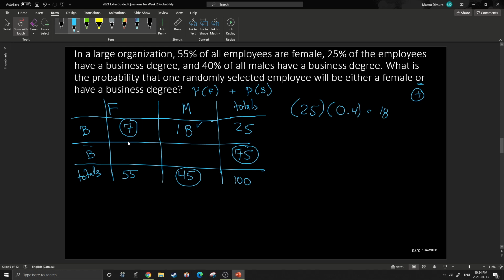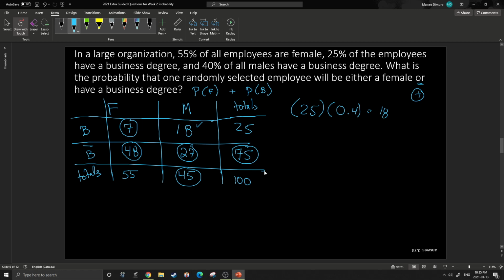So 55 subtract the 7 is going to give me this number here. Now I got 48. I guess I'll circle it because I calculated it. I don't know why I'm doing that, by the way. There's no reason. 45 minus the 18 is going to give me male and not business. So that is 27.